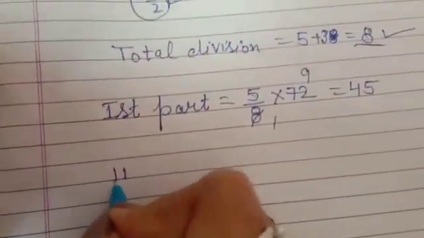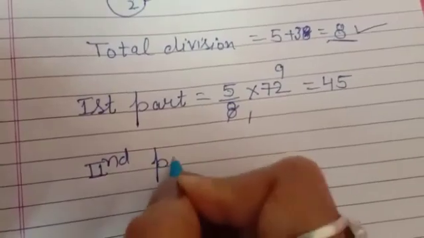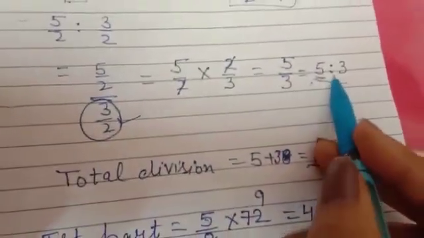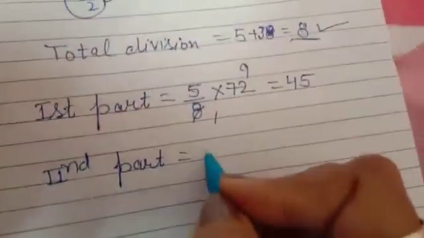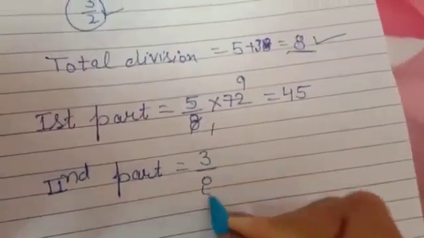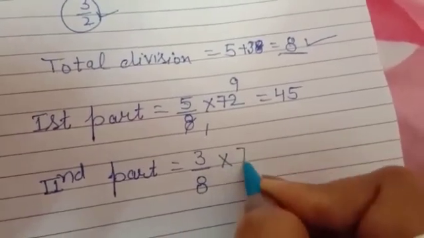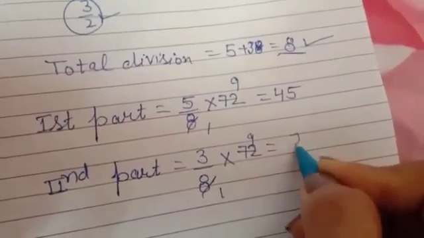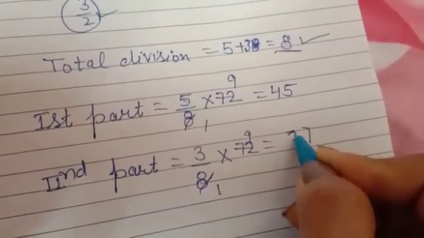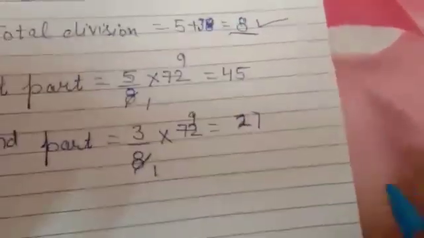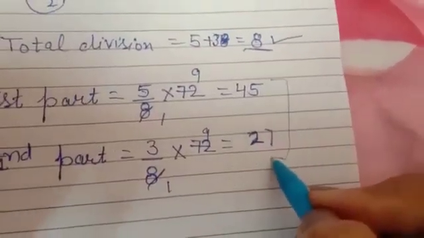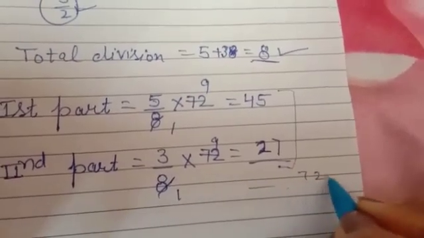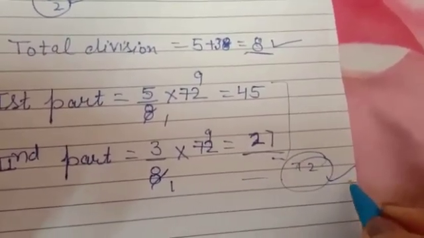Now the second and last part is 3. Keep 3 in the numerator over the total parts, into the total number. 9 3s are 27. Now again we can check whether the sum is right or wrong. How to check? By adding these two numbers. By adding, the answer should be 72. If the answer comes to 72, then your sum is right.